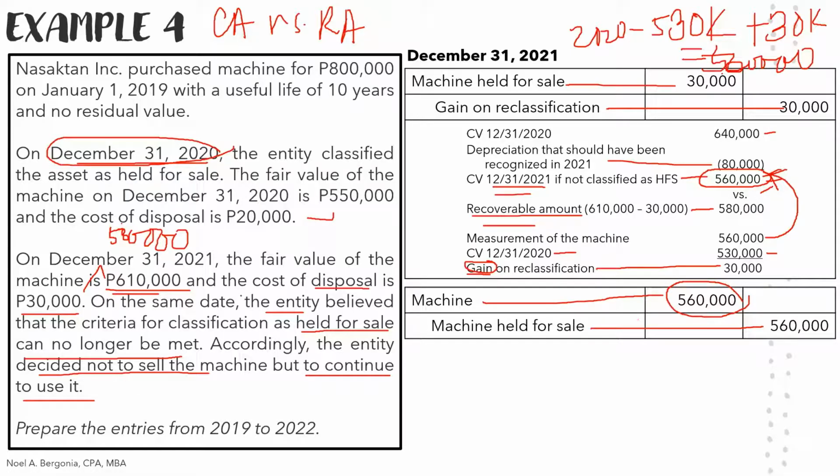So, ang lesson learned natin dito, once we reclassify it, una, check nyo muna ano yung mas lower between the carrying value if not classified as held for sale at saka yung recoverable amount. And then, compare the considered value, okay, yung lower between the two ng recoverable and carrying amount, with the carrying value recorded from the previous period natin or previous entry natin about the held for sale.